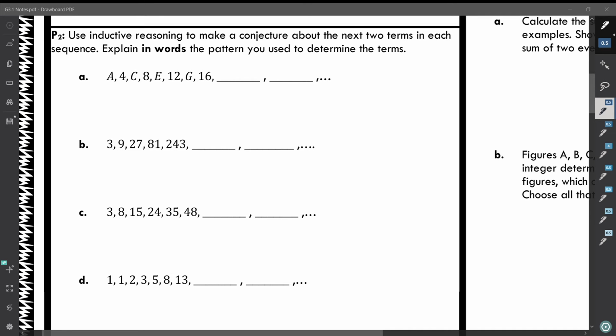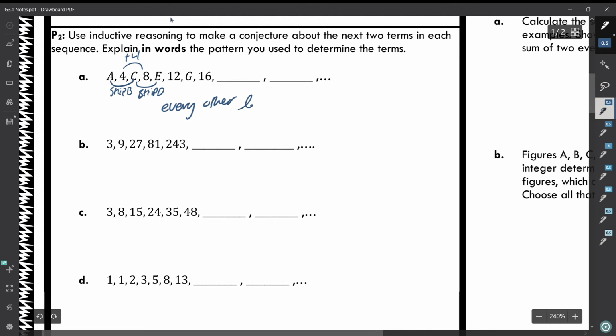Okay, now notice that we skip a letter in between. So like B probably would have gone here. We go from A to C, so we skip B. And from here we're just adding 4. So right here we'll skip D. So basically we have every other letter, every other term.